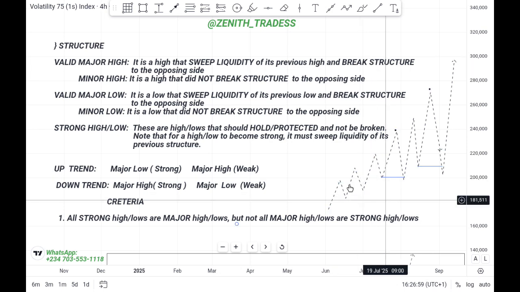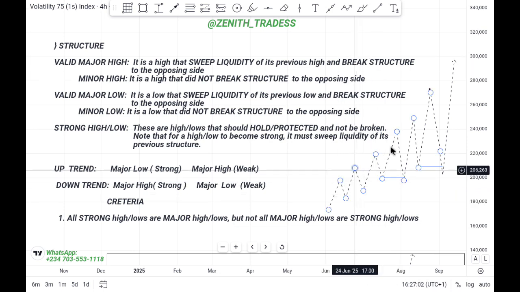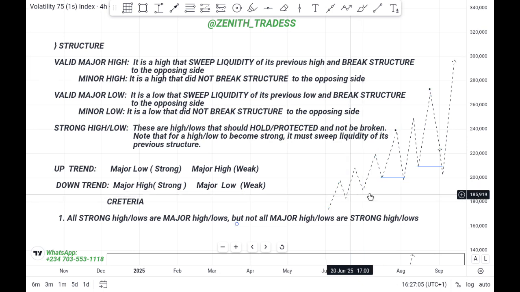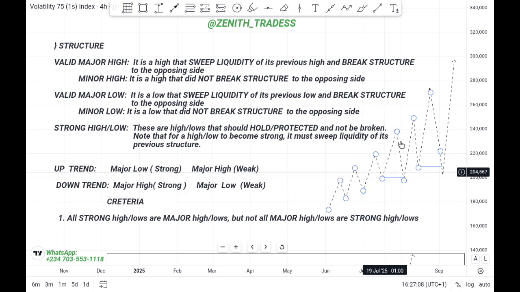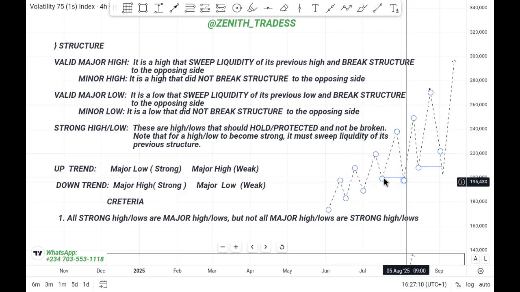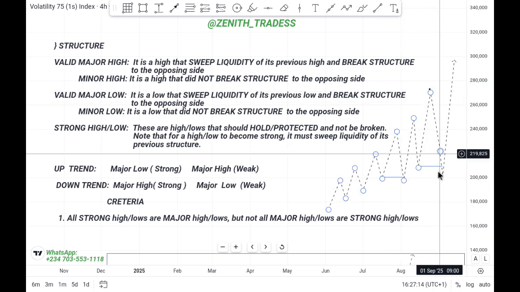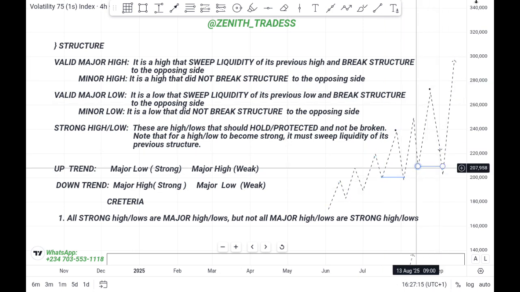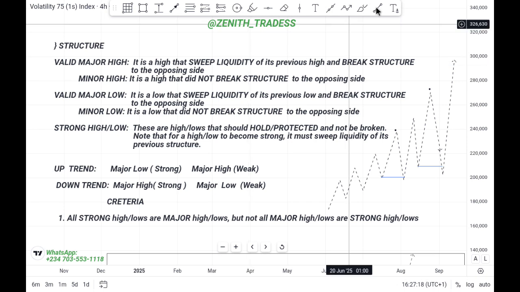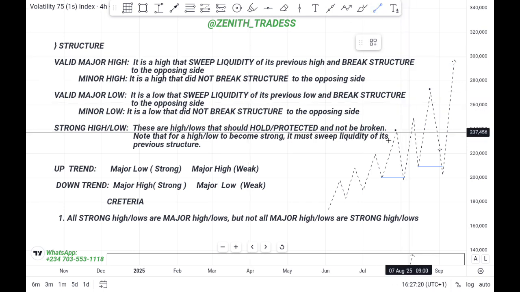Like these highs here, you can see these first three highs are not able to sweep liquidity of the low before they reverse. But this particular high is able to sweep liquidity of this low before moving further. This high too is able to sweep liquidity of this low before moving further. So they sweep liquidity of their previous high and also break structure to the opposing side.